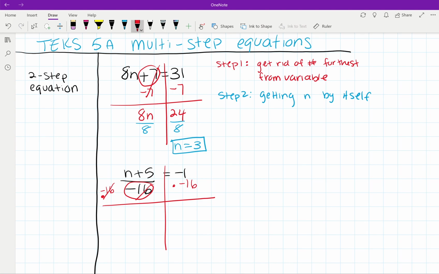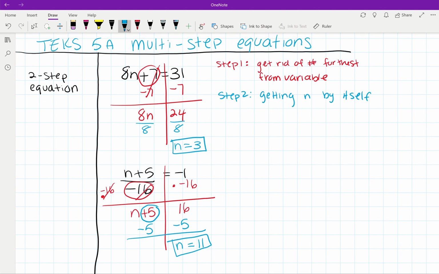These will cancel, and I'm left with negative 1 times negative 16, which is a positive 16, and n plus 5. And then our second step is to get n by itself. So to get n by itself, we need to get rid of that plus 5 by doing the opposite, which is minus 5. So we are left with n equals 11. Okay. So these were two-step equations.